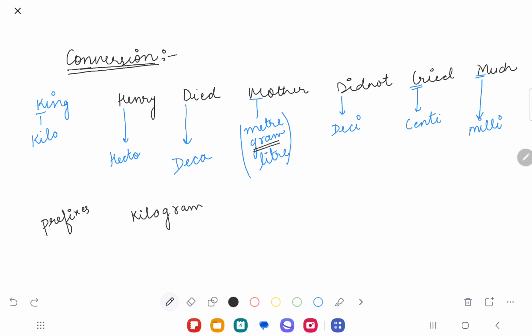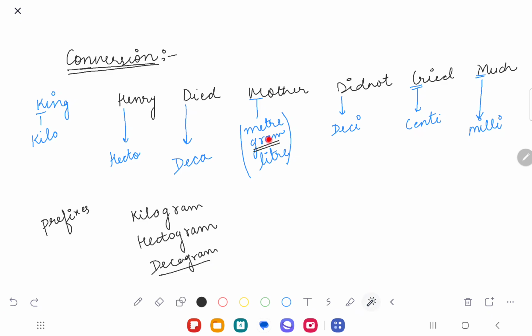I can say hectogram. I can say decagram. All these prefixes I can use right in front of gram. I can simply keep it gram. I can do decigram. I can do centigram. I can do milligram.